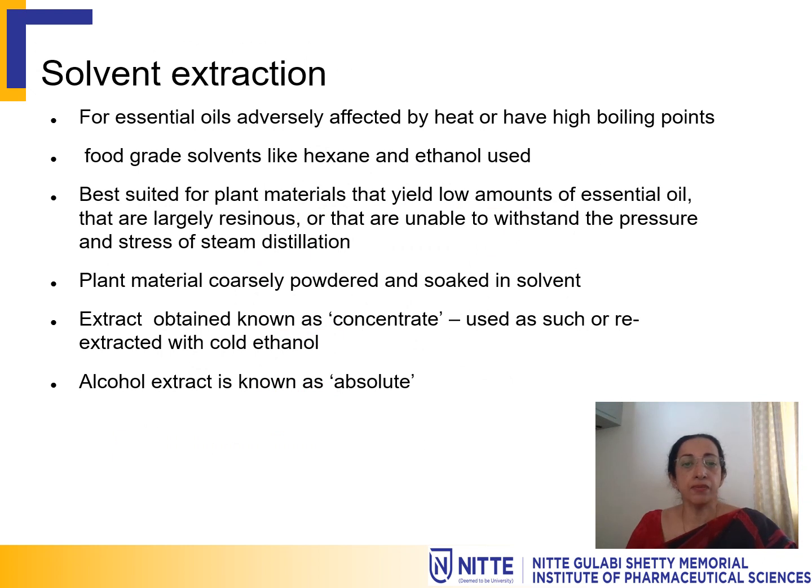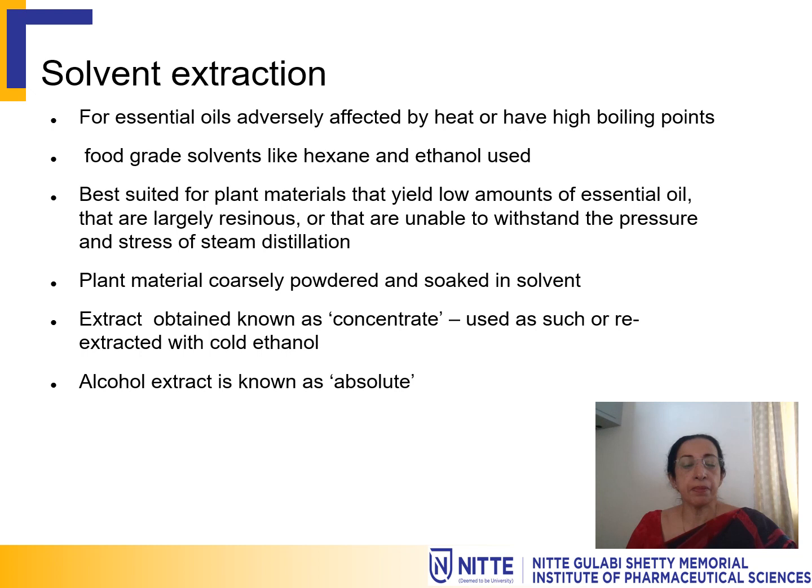The next method is solvent extraction. This method is often used for the extraction of essential oils which are adversely affected by heat and which cannot be extracted by steam distillation. Typically we use solvents to extract the oil from the herbs, plants or flower sources, and typically we use food grade solvents like hexane or ethanol. This method is best suited for plant materials that have low yields of essential oil, or may contain large amounts of resins, or are simply unable to withstand the pressure and the stress of steam distillation.